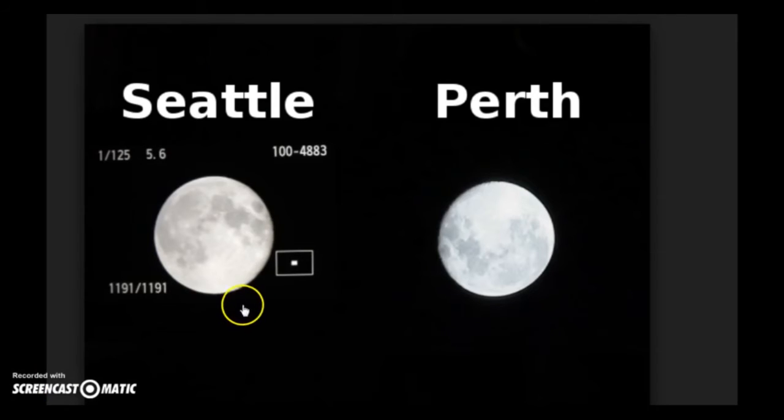Now, moving on just for a second, take a look at this. Here's a picture of a full moon taken in Seattle, Washington, here in the United States. And this is a picture of the moon taken the same day from Perth, Australia. If you look really closely, you can see it's upside down. What in the world is going on here? Why is the moon upside down?